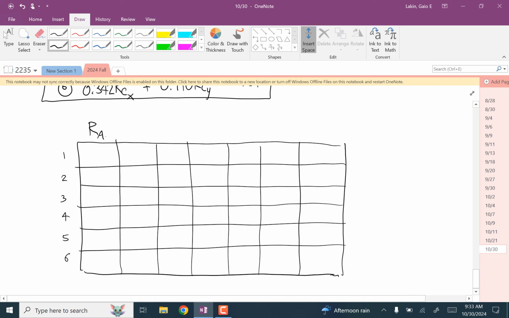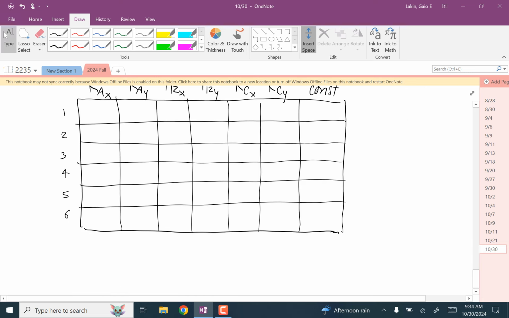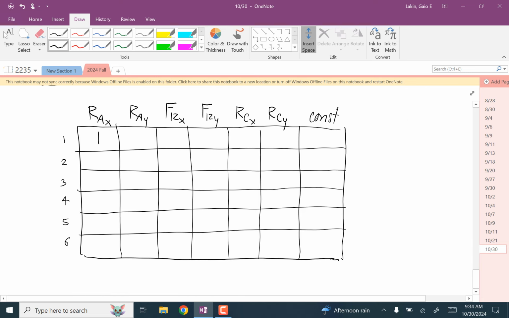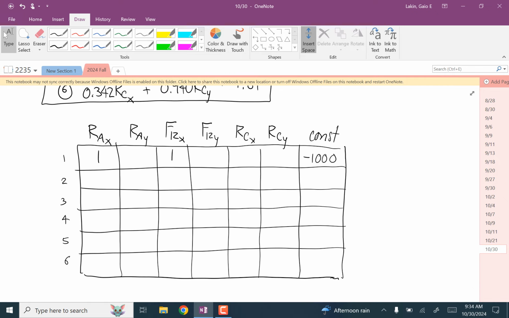I'll do it in this order. RA, F1,2, RC. Equation 1, we have 1 RAX, 1 F1,2X, and negative 1,000. Equation 2, we have 1 RAY, 1 F1,2Y, positive 9.81.